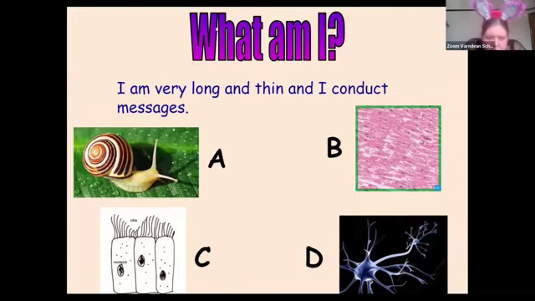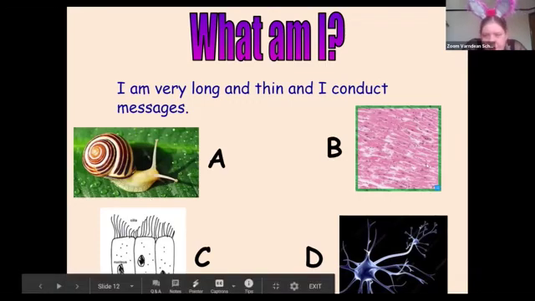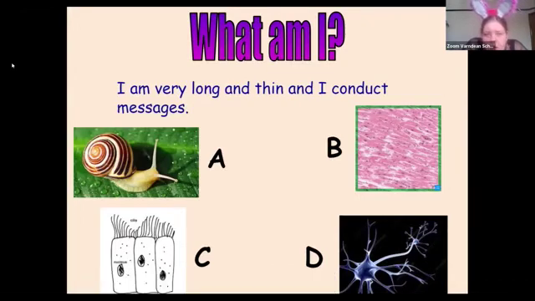And launching now. I've put the numbers in the wrong way, but snail is A, muscle cell is B, ciliated cell is C, and nerve cell at the bottom is D. So I'm very long and thin, and I conduct messages. What am I? And I'd like to apologise for my spelling error in the poll question where I put thing rather than thin. That's me not triple checking when I wrote it in. Apologies.